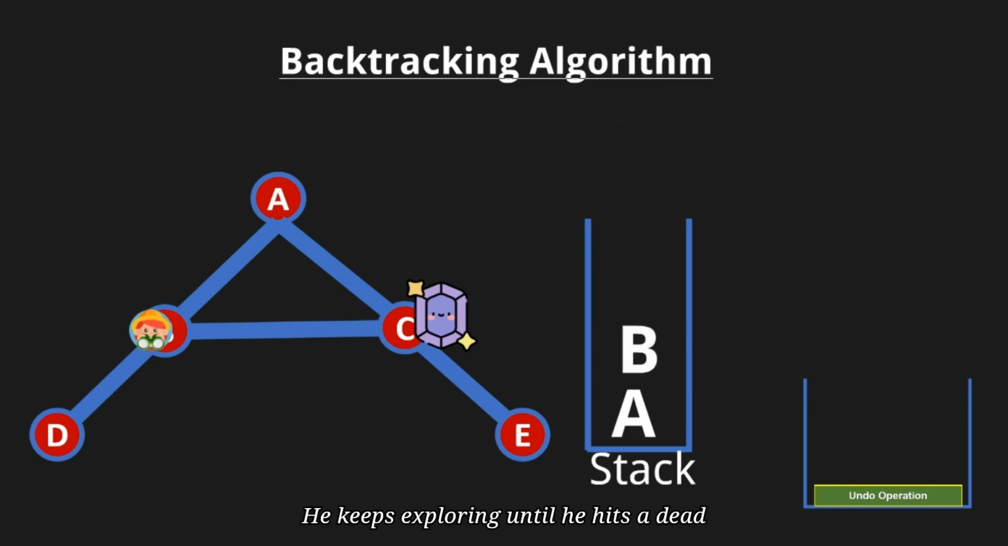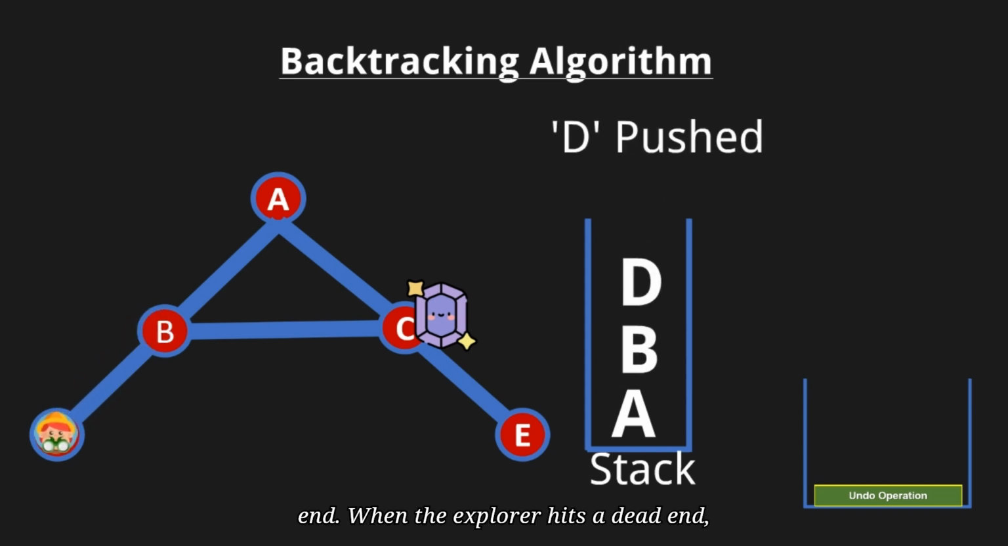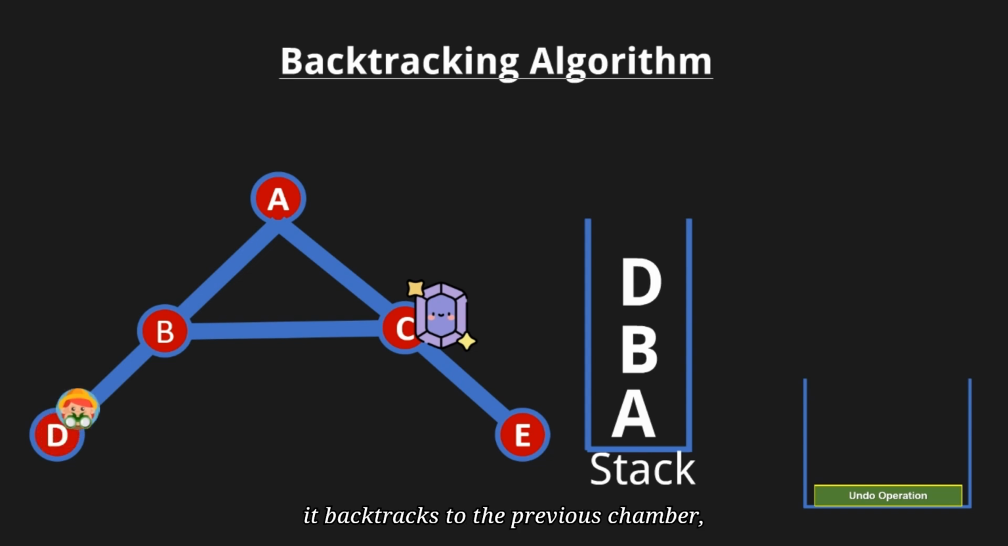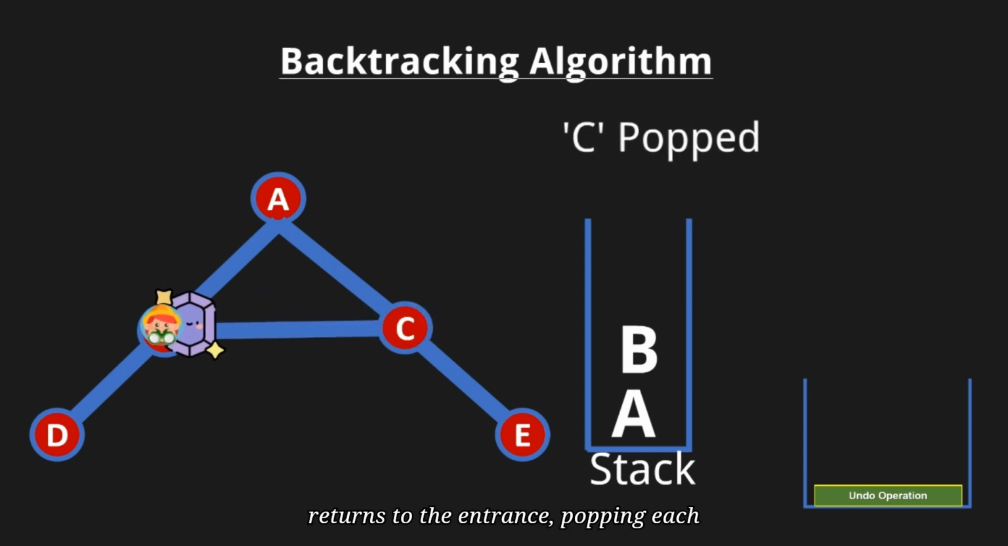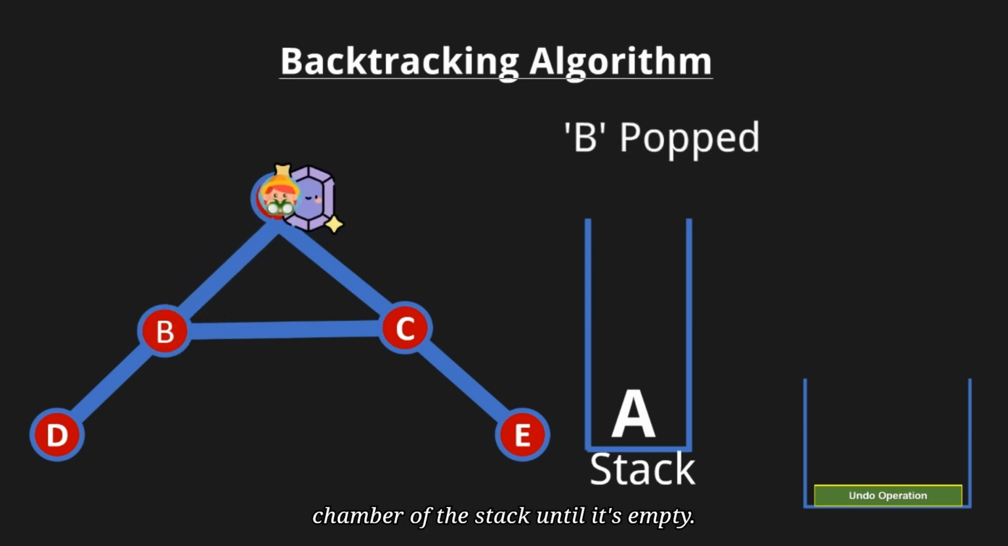He keeps exploring until he hits a dead end. When the explorer hits a dead end, it backtracks to the previous chamber, popping the last chamber from the stack. After finding the gem, the explorer returns to the entrance, popping each chamber off the stack until it's empty.